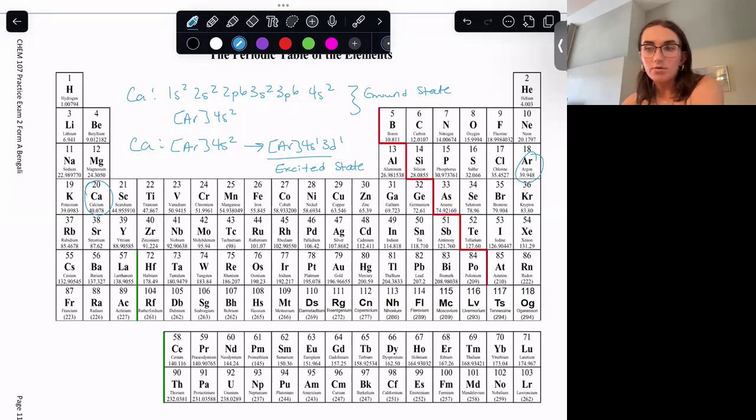So you can think about it this way: ground state is directly on the periodic table. Excited is anything higher than the highest energy level that you have. You could have put it in a 4p orbital, or you could have put it in a 4d orbital, something like that. It just needs to be in a higher energy level. So another one could have been argon 4s1, 4p1. You could have also done that as well.